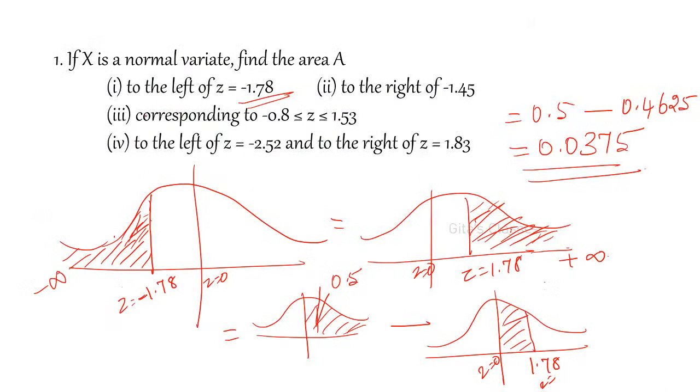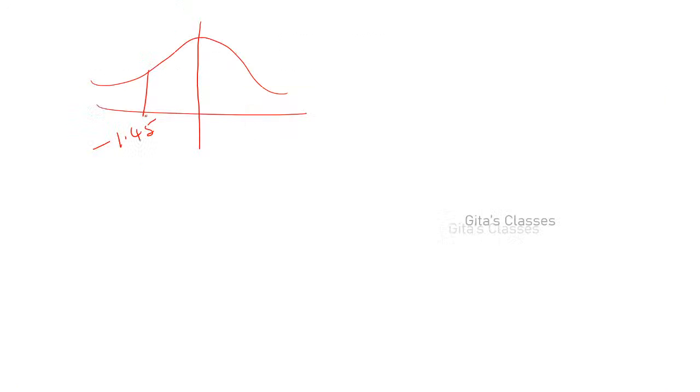First you have to understand what that area is. That is why I am doing all these things. So, right of minus 1.45. Always remember, minus means left hand side and plus means you have to write in the right hand side. So first you draw the line. This is z equal to minus 1.45, and the area is to the right of it.